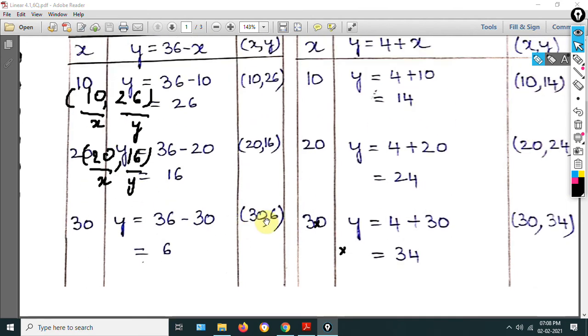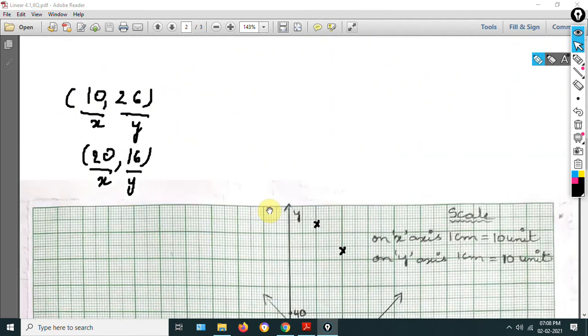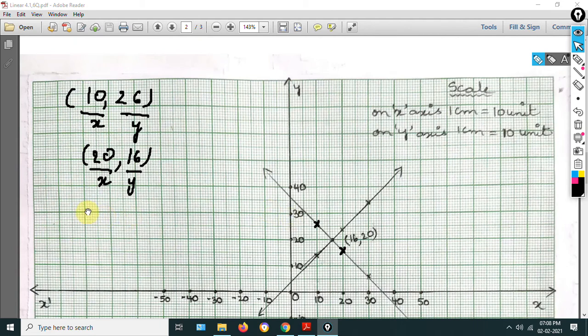30 comma 6. I will write here 30 comma 6. On the x-axis, this is always the x value, and this is the y value. So on the x-axis, where we are getting 30 here, from here we have to see where we are getting the y value. How much is y? 6.